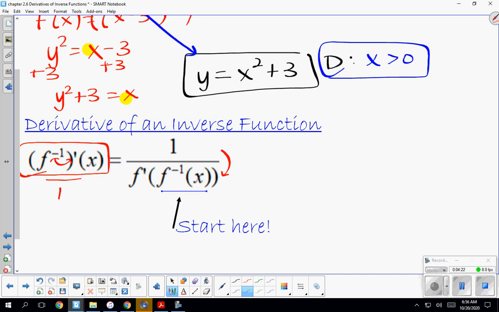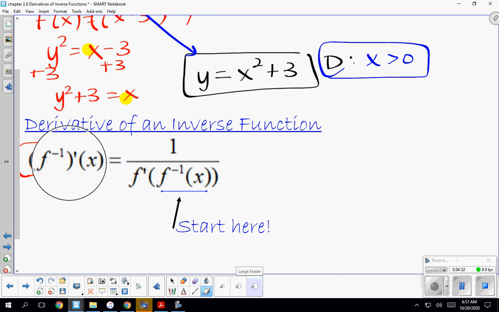So imagine the original is over 1. So I flip that. And then I flip the derivative and the inverse. So the derivative is now on the f, and then the inverse is inside. Once you have this formula, it's actually pretty easy to plug and chug.